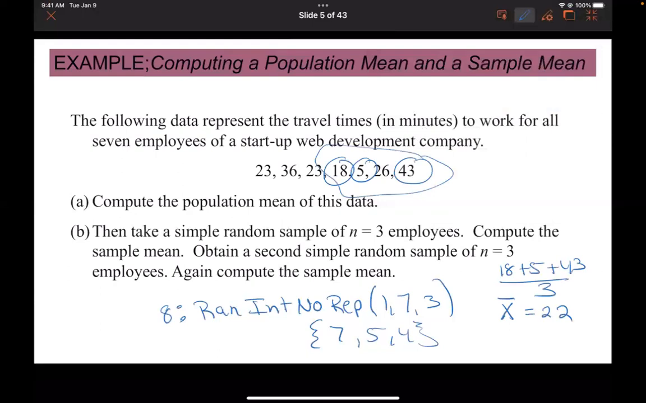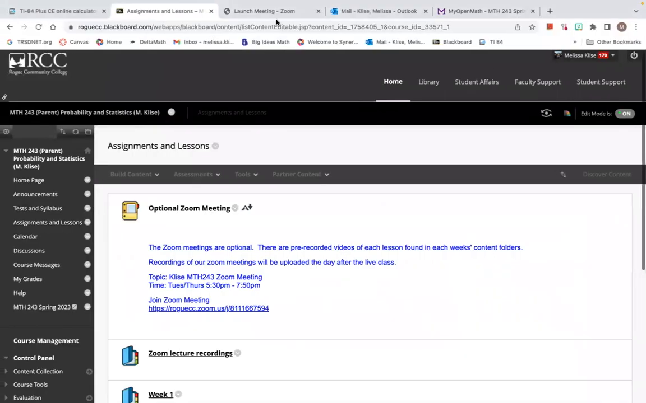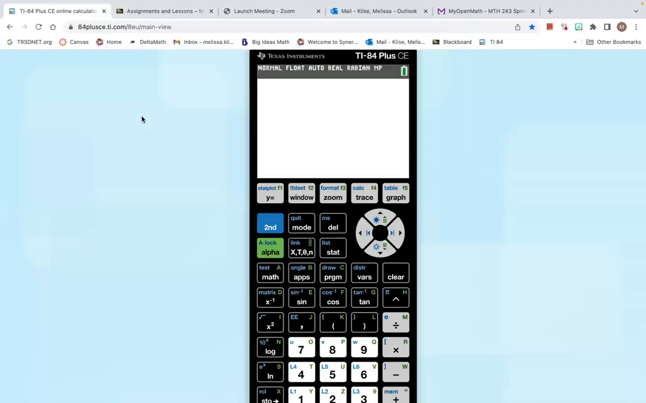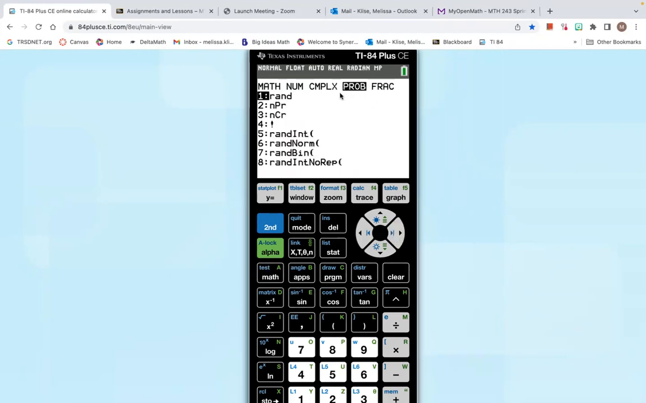Melissa, could you show us again how to do the rand part of it? Okay, I'm going to go over to my actual calculator here. When you click on math right here, and then arrow over to prob, because this is probability, these are all the functions of probability that you might need. Then we go down to randInt no repeat and hit enter. My lower bound, because I have 7 employees, is 1 to 7. And then I want it to choose 3 values.